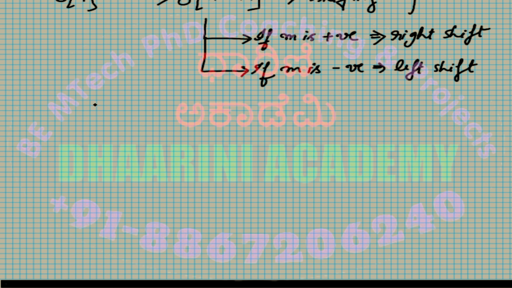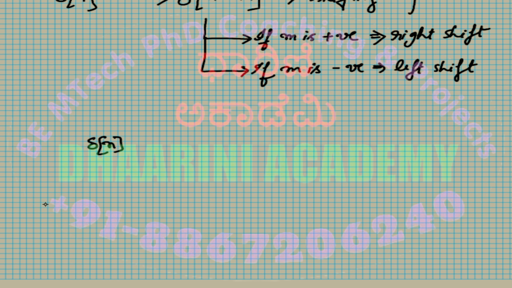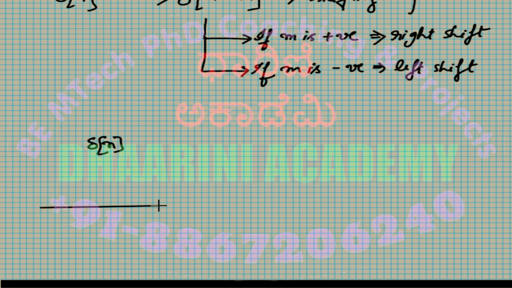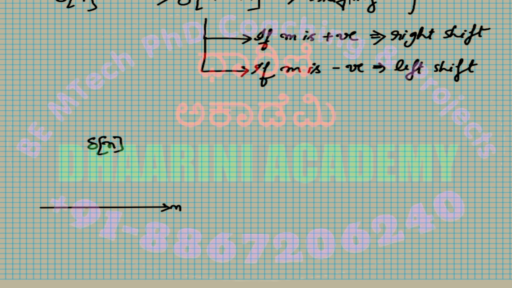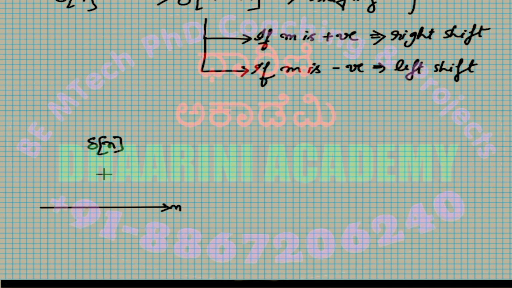Right, so let me write the delta of n. I know that delta n is a simple function. It has an x-axis, the horizontal axis, which I'm going to call n, and the amplitude is like this. So this is 1 at 0.